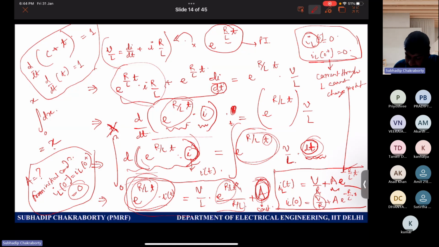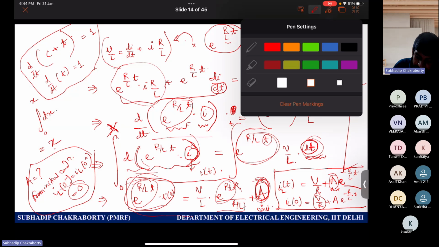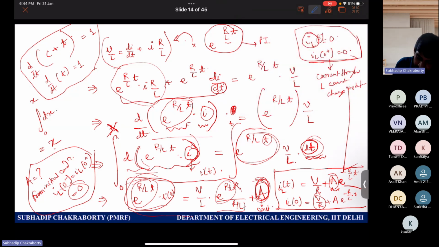Okay, you got it. So put it back here, and I will write it with a different color. So your first order differential equation solution is coming IL equal to V/R minus V/R e to the power minus t/tau. Because there is R/L into t, I write it as t/tau. So tau will be L/R. And I can take V/R common: 1 minus e to the power minus t/tau.